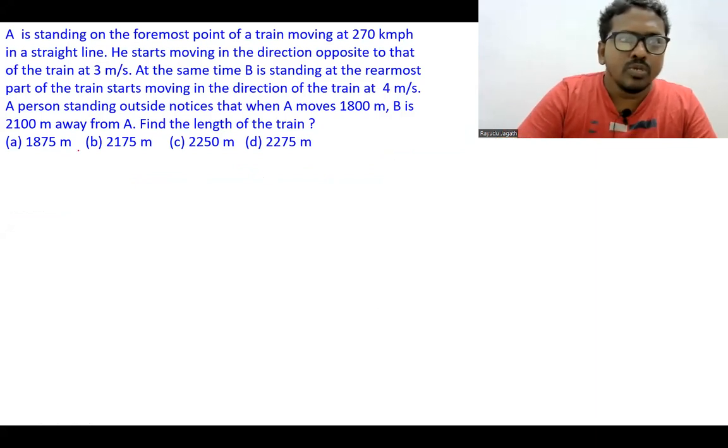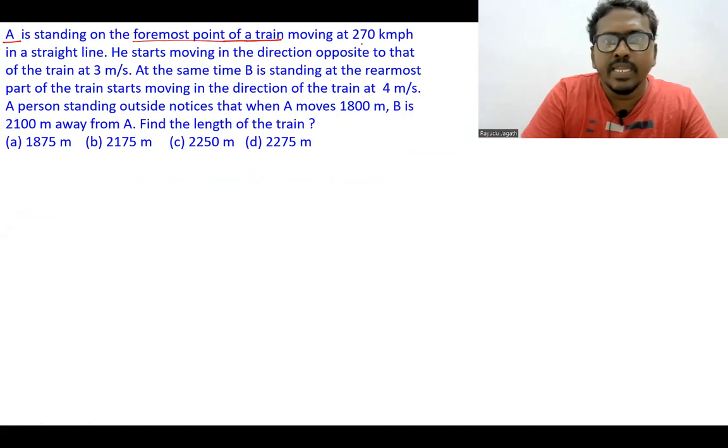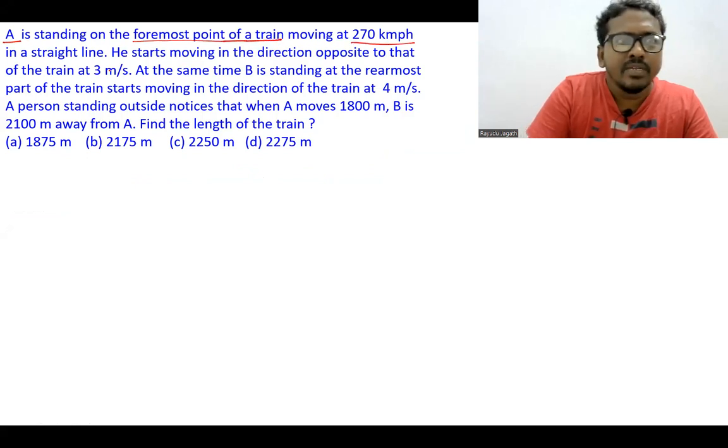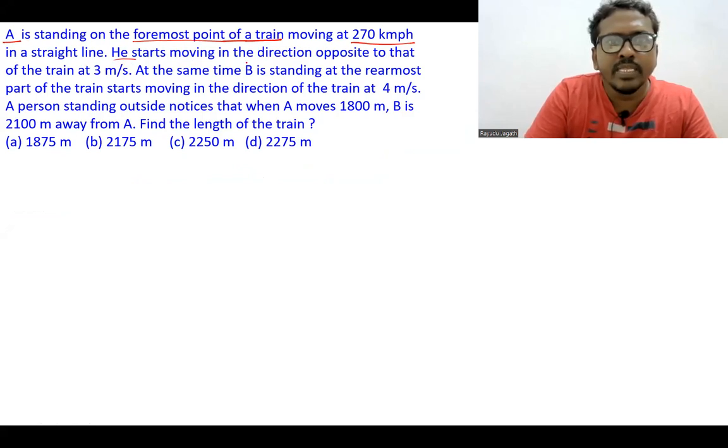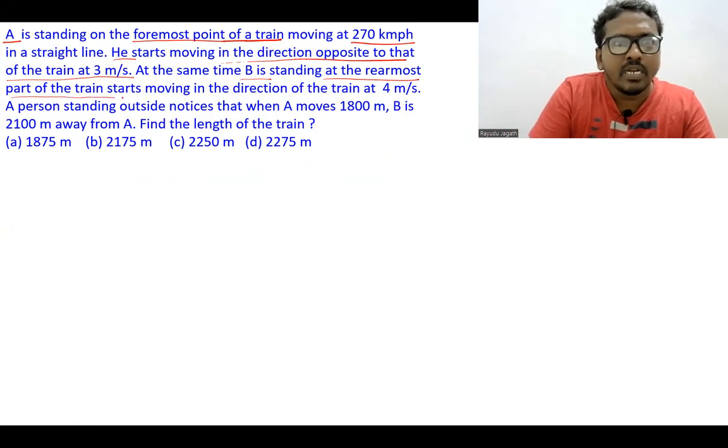Okay, here in this question, A is standing on the foremost point of a train moving at 270 kilometers per hour in a straight line. He starts moving in the direction opposite to that of the train at 3 meters per second. At the same time, B standing at the rearmost part of the train starts moving in the direction of the train at 4 meters per second.